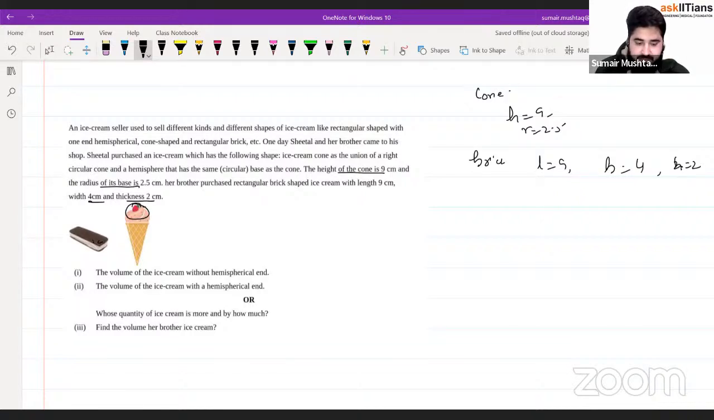Volume of the ice cream without the hemispherical end. What's the volume of a cone? 1/3 pi r squared h. You have pi, you have h, you have r, you have everything. You can get it.